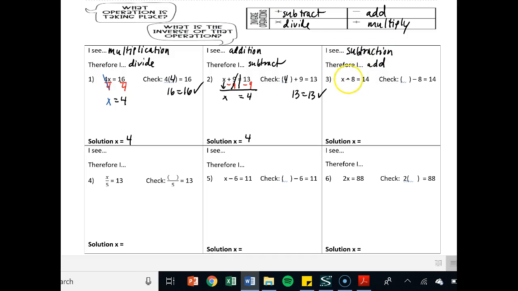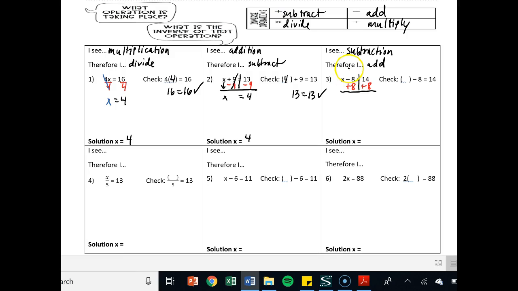Last one, number 3. I see subtraction this time. Therefore, I'm going to add. I'm going to draw my scales of justice just like this. And I see x minus 8 equals 14. I see my variable on the left-hand side of this equation. So I see minus 8. I have to undo that by saying plus 8. The inverse of subtracting 8 is adding 8.